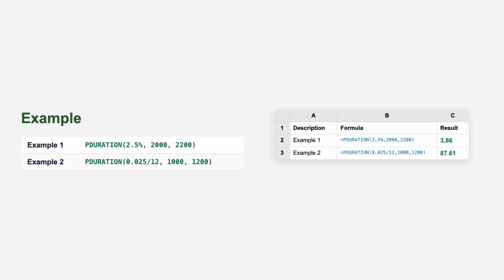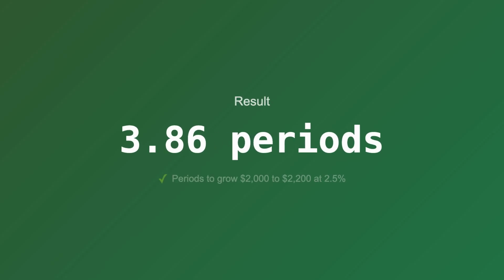monthly periods. The result is 3.86 periods. This means it takes approximately 3.86 periods for $2,000 to grow to $2,200 at a 2.5% interest rate per period.